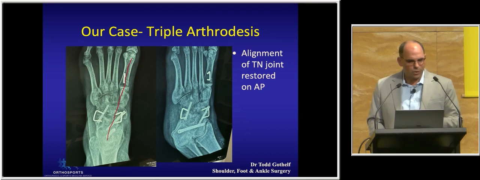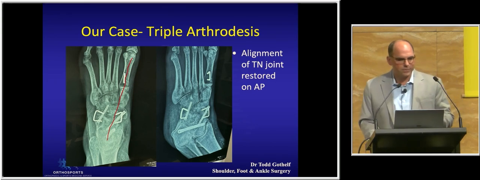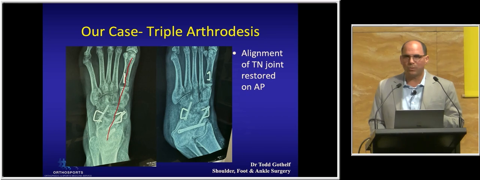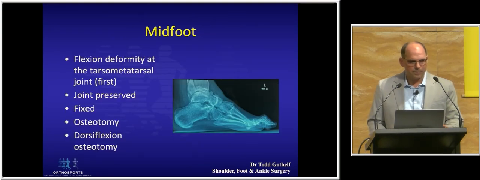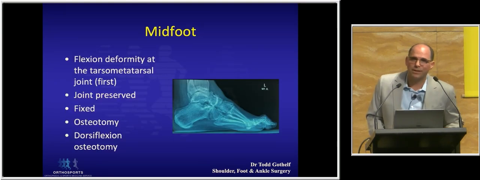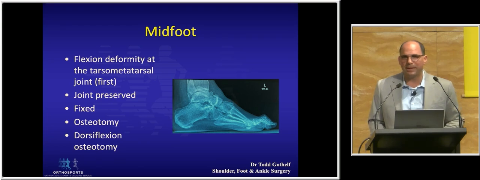And what I want you to notice here is, remember Meary's line. We make a line through the talus into the first metatarsal, and so that deformity was restored now. She's got good alignment on her AP view at the talonavicular joint sites. Now, we showed you, if you remember, this patient also had a midfoot deformity as part of the cavovarus foot. There's a flexion deformity at the tarsometatarsal joint.